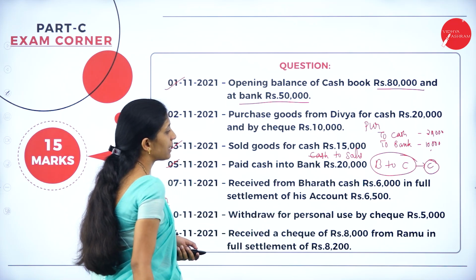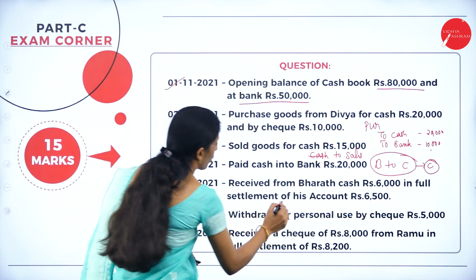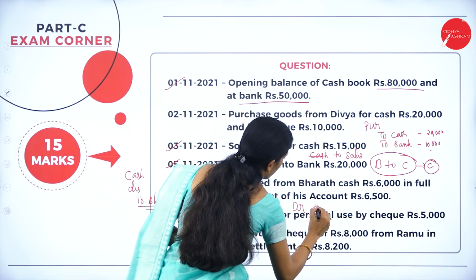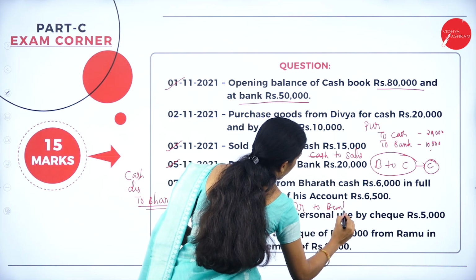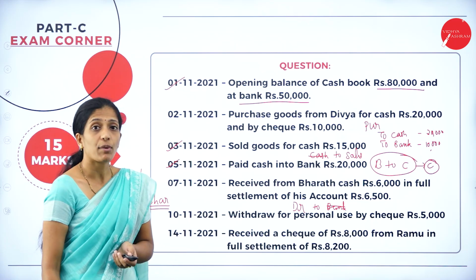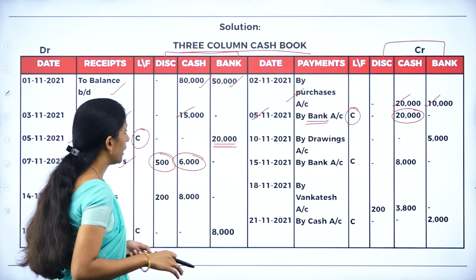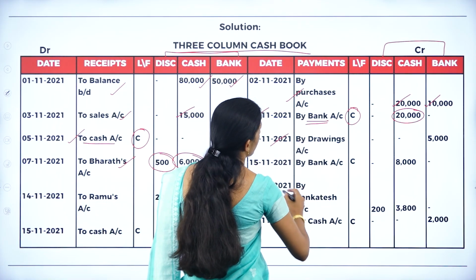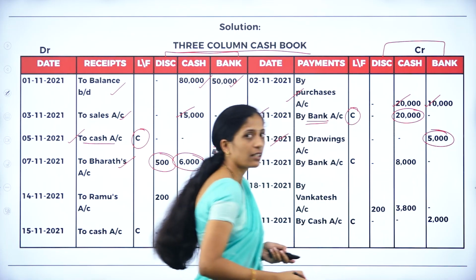Next, withdrawn for personal use by check. What is the entry? Drawings to bank. Drawings to bank. So how do you write? Leave this bank. Remaining is by drawings, but the amount has to be written in the bank column. So by drawings, amount to be written in the bank column.